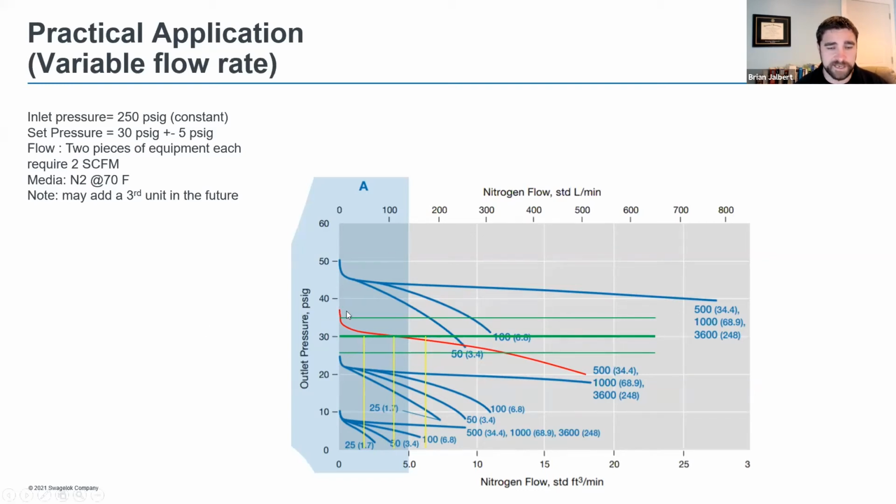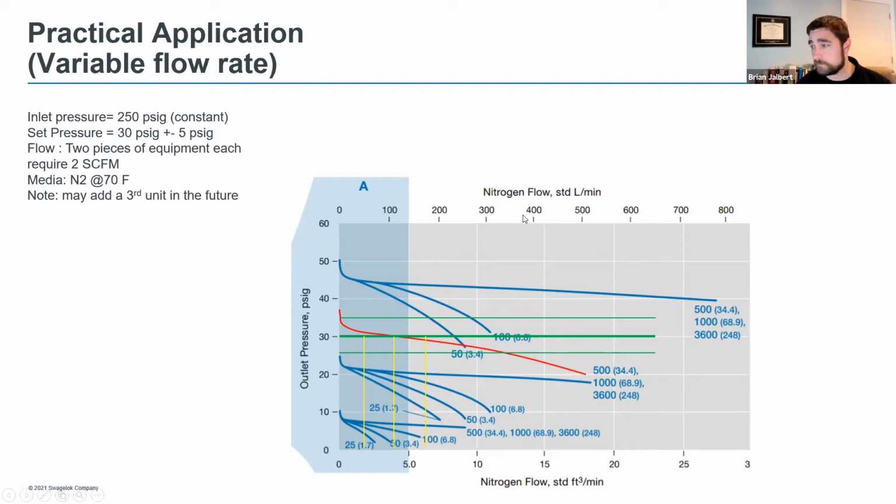We can also see that when only one piece of equipment is running, we're not running in the lockup range of the regulator. You don't really want to operate a regulator in this range. It's a little unpredictable. You can see that the pressure droop is pretty steep, and this is really the best part of a flow curve to use, and the best performance you're going to get out of any regulator.